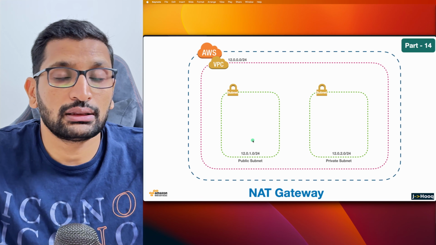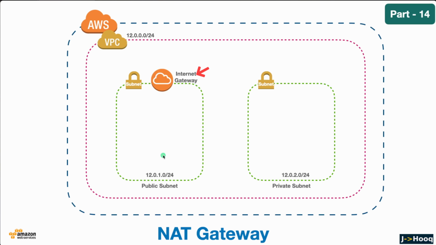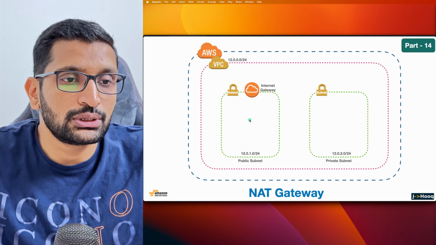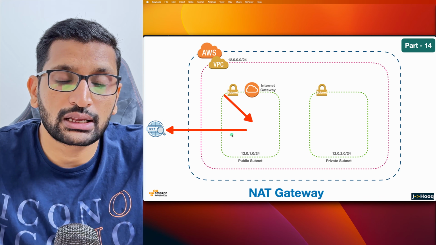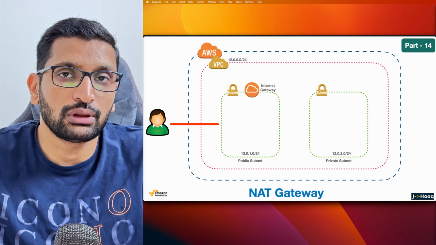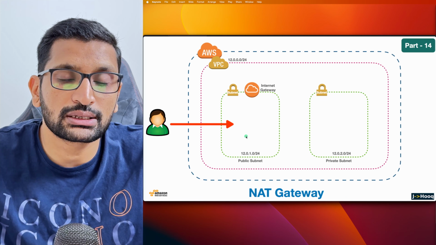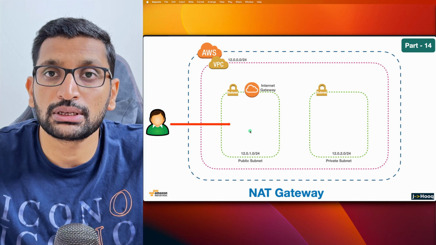Let's move ahead, and the next resource which we need to create is the internet gateway. This internet gateway we are going to attach to the public subnet so that any resource present inside the public subnet can access the internet, as well as any resource outside of this whole AWS and VPC will be able to access the resources present inside our public subnet.